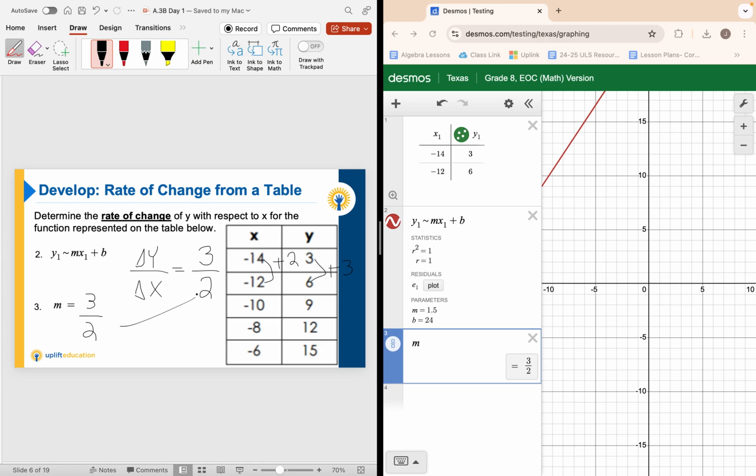So as you can see, our slope is still going to be the same, whether we calculate it using our slope-intercept formula or by calculating the difference between the y values and the x values. Let's go to another one.